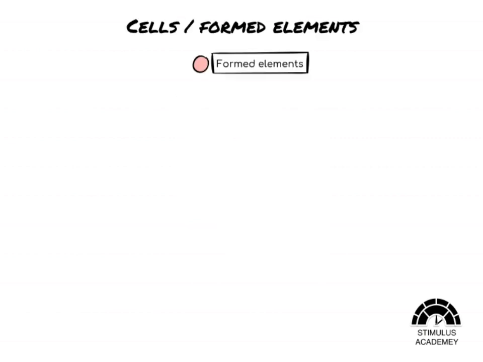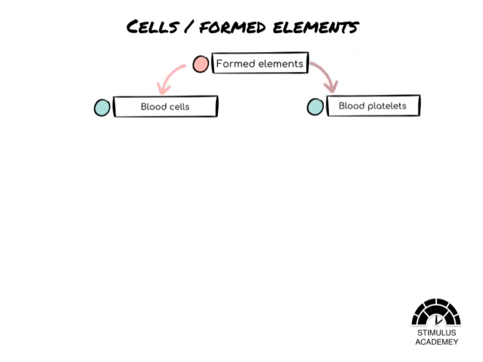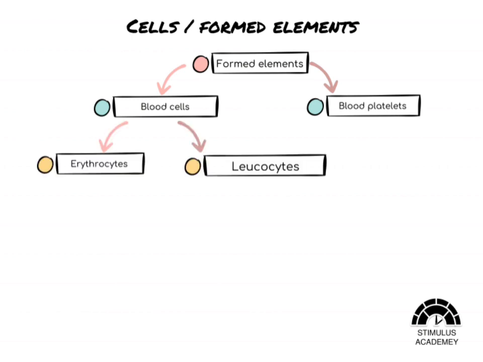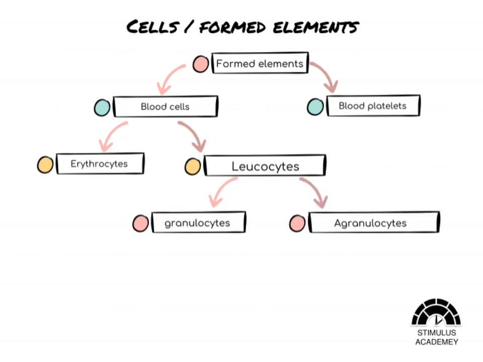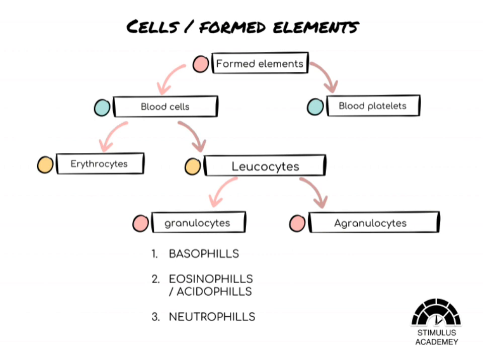Now coming to formed elements, they are of two main types: blood cells and blood platelets. Blood cells are of two types, erythrocytes and leukocytes, that is RBCs and WBCs. Leukocytes are classified as granulocytes and agranulocytes. There are three types of granulocytes: basophils, eosinophils and neutrophils.